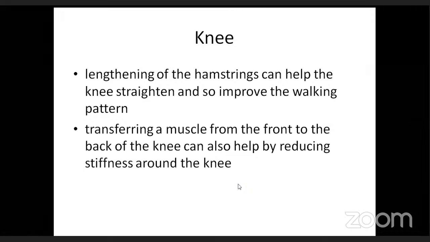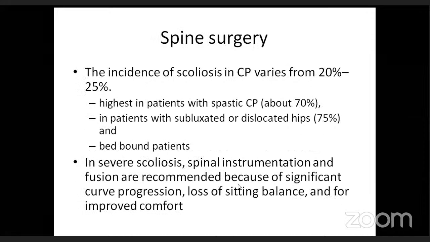Now, next is knee. Lengthening of the hamstrings can help the knee straighten, so improve the walking pattern. And sometimes you have to transfer a muscle from the front to the back of the knee, which can also help by reducing stiffness around the knee.